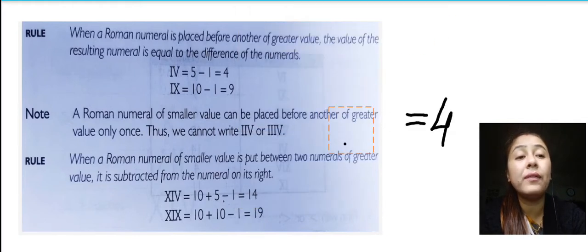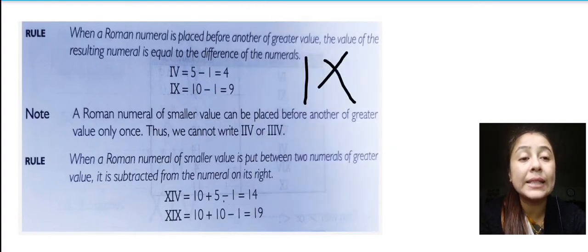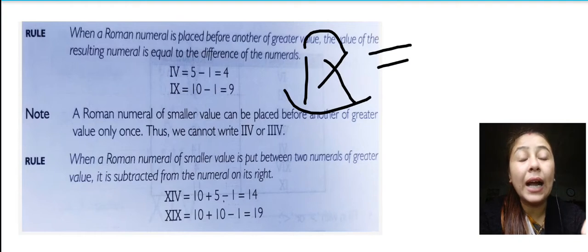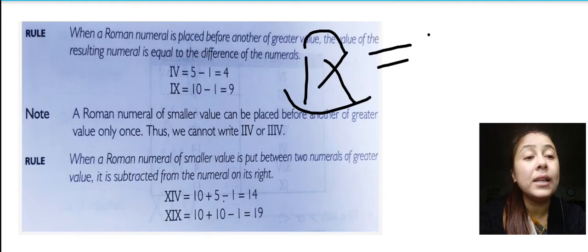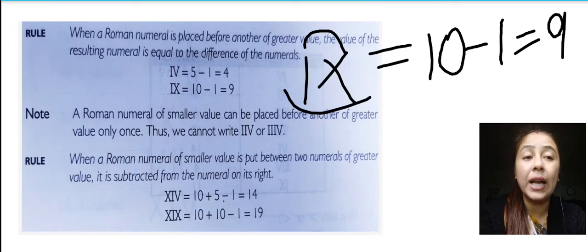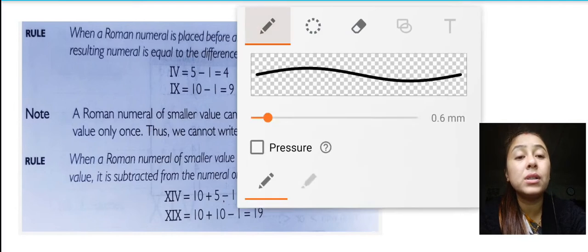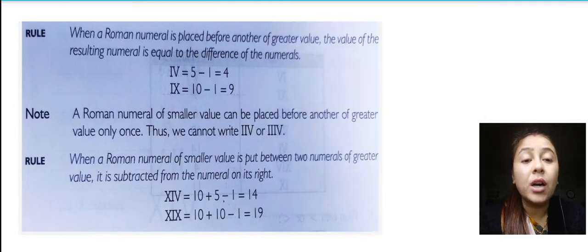When the smaller value is written first, we have to subtract it. For example, IX. X is 10 and I is 1, so 10 minus 1. IX means 9, children. Please read these rules carefully. Now, a Roman numeral of smaller value can be placed before another value only once. So we cannot write IIV or IIIV.